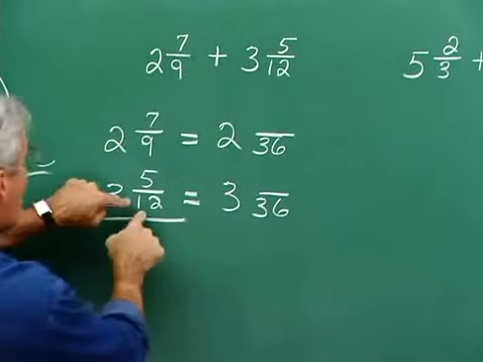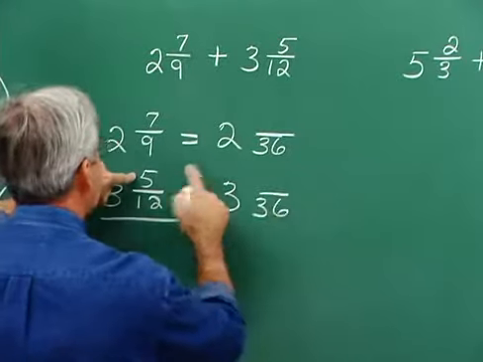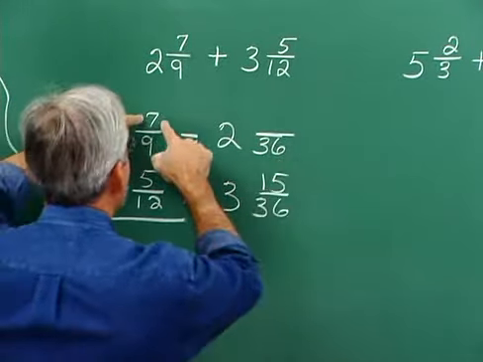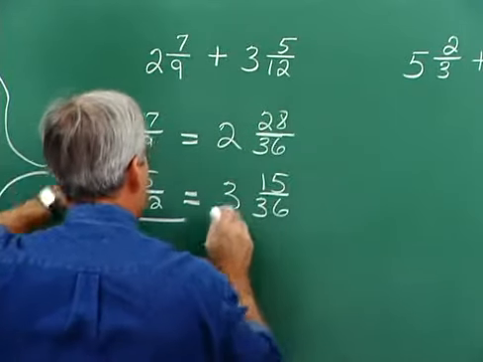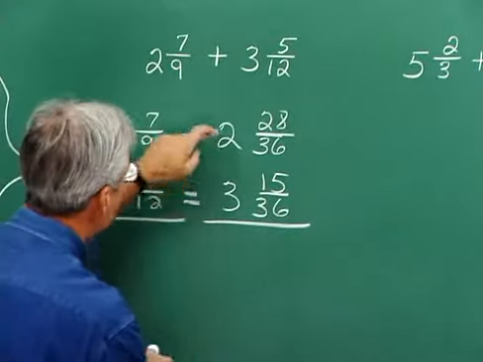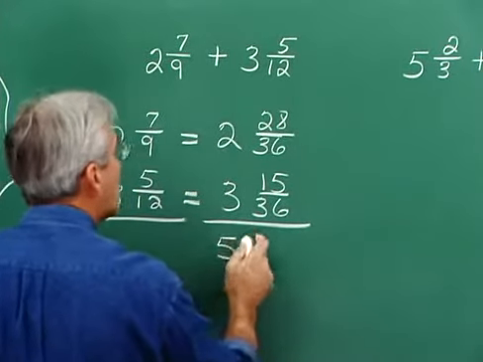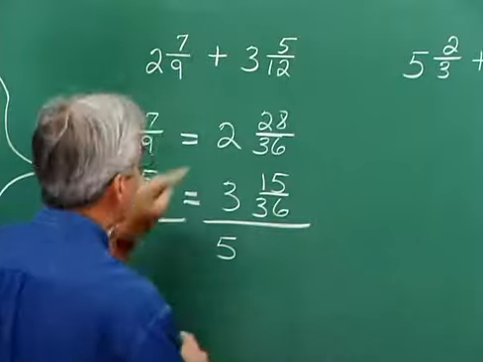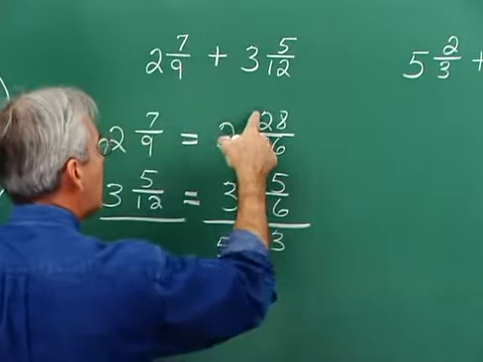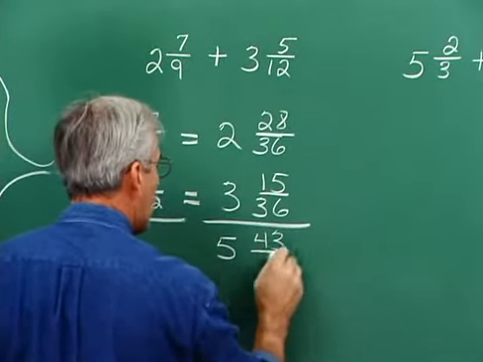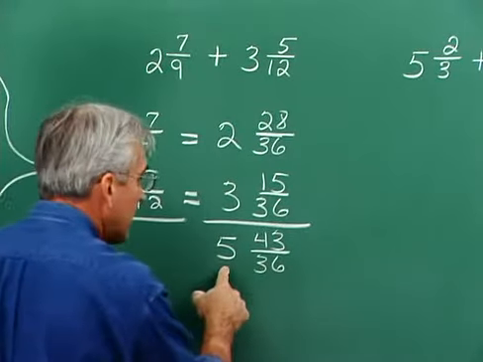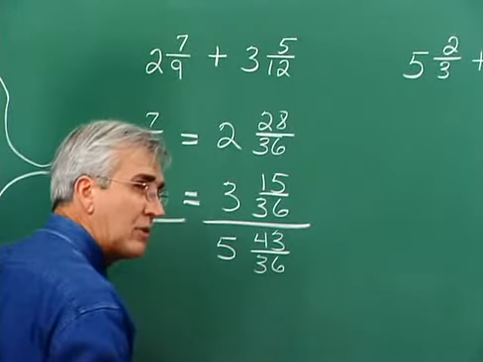And away we go. 12 into 36 goes 3. 3 times 5, 15. And 9 into 36 goes 4. 4 times 7, 28. Now we can add. Now remember, it's whole numbers and whole numbers, fractions and fractions. 2 and 3, 5 for the whole numbered part. 28 and 15. Well, let's see. 8 and 5, 13. Carry 1. 1 and 2, 3, and 1, 4. So 43 over 36. Whoa, we have a whole numbered part and an improper fraction part.